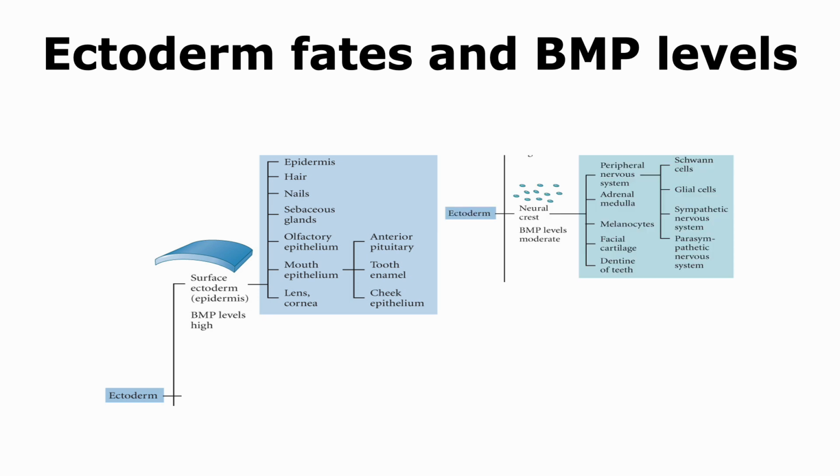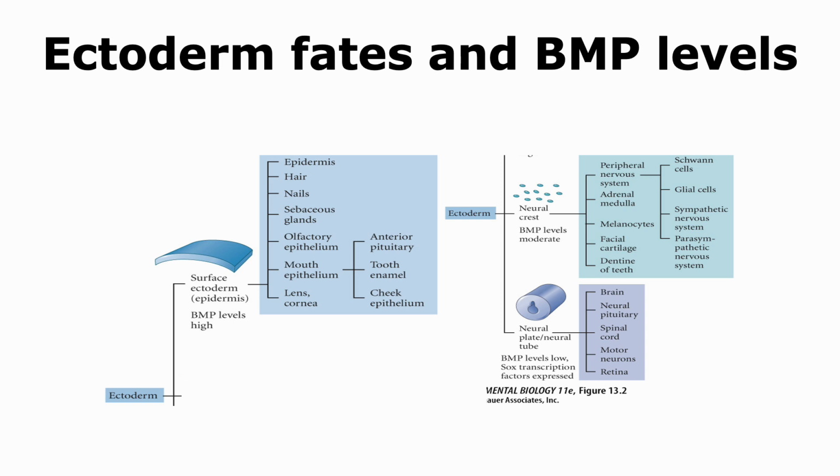Now, another fate of the ectoderm is that it can form the neural crest, which forms the parasympathetic nervous system. And in this case, the ectoderm, when it has BMP levels that are moderate, tends to form the neural crest cells. Finally, the neural plate can also be formed by the ectoderm, which forms ultimately a neural tube. And this is normally generated when there are low levels of BMP.